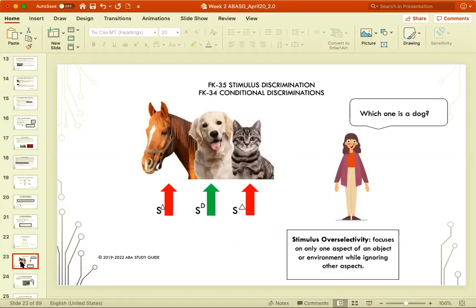So stimulus discrimination is, I say which one is a dog. That is an SD for you to select a dog. That is an S delta. The cat and the horse are S deltas. You do not select them because you're not going to be reinforced for that.